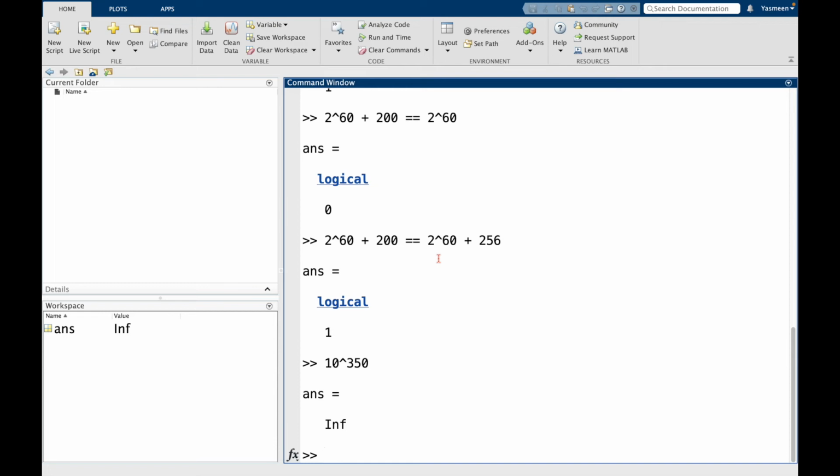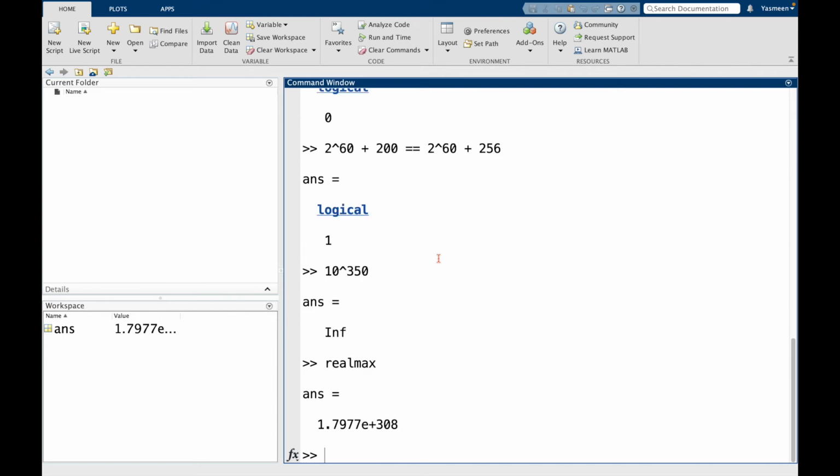If you're wondering what's the biggest number that MATLAB can work with on your computer, you can type realmax. And here's what MATLAB returns. Yours might be a little bit different than mine, that's fine. But in case you're wondering, here's how you could find it.